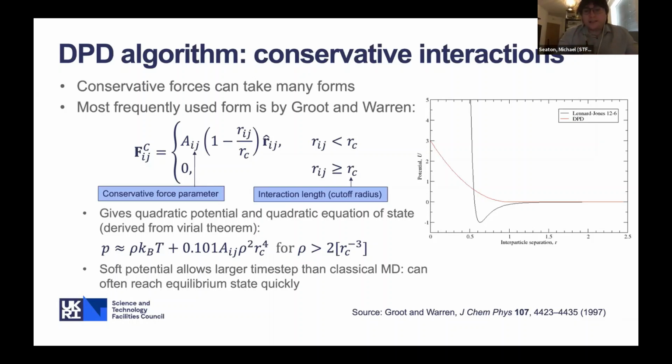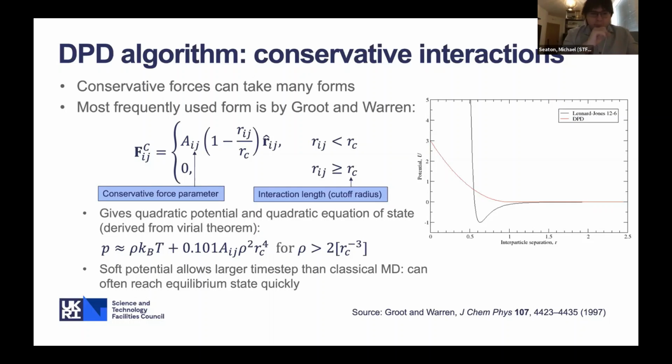Now the effect of this, it gives you a quadratic form of the interaction potential between the particles, and you can see that in the graph on the right hand side here, with the red line is that sort of Groot-Warren potential as compared to a Lennard-Jones potential shown here.